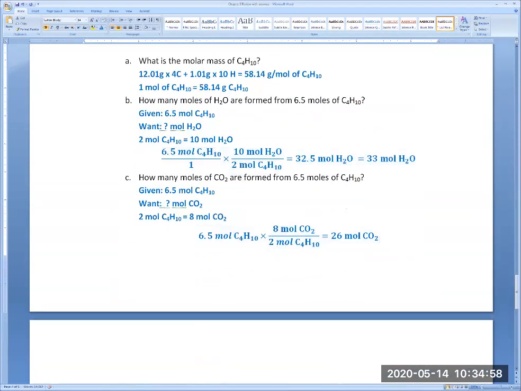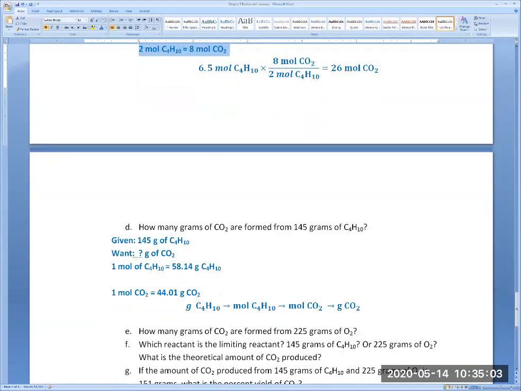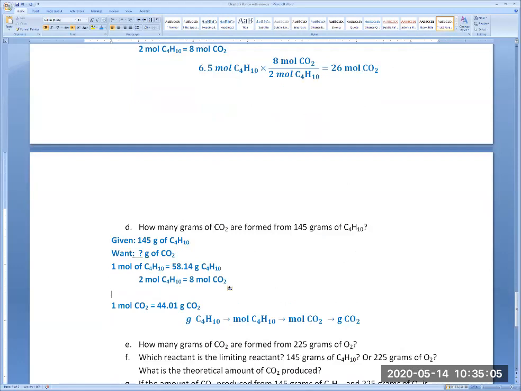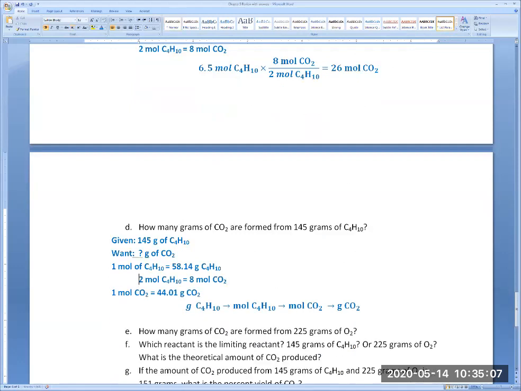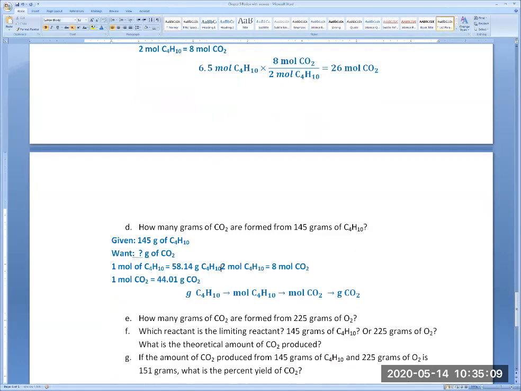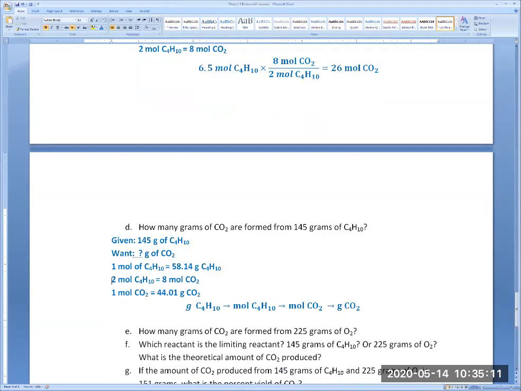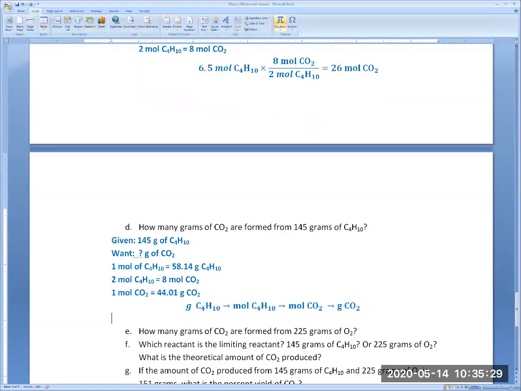And we actually have it here, so let me copy that. So 2 moles of C4H10 equals 8 moles of CO2. So we have our 3 equalities that we can use as conversion factors to do this conversion here. So we can start writing our setup.